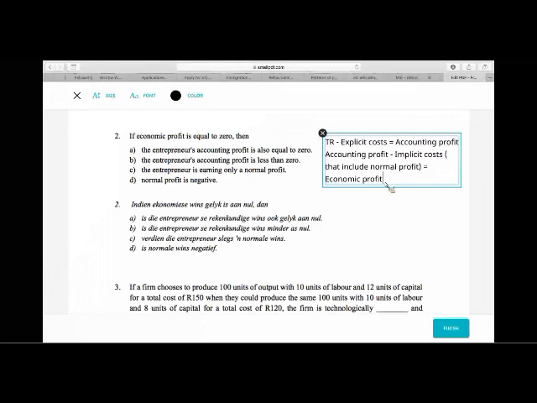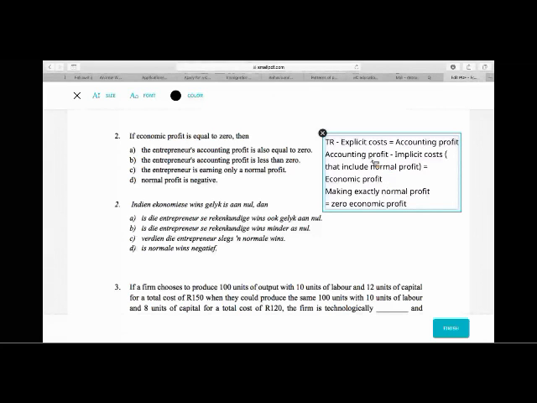What this means is that when your economic profit is zero, it means that after you've accounted for explicit costs and implicit costs, including normal profits, you are making exactly normal profit. So making exactly normal profit is the same as making zero economic profit. If you make positive economic profit, it means you're making more than normal. If you make an economic loss, it means you're making less than normal.